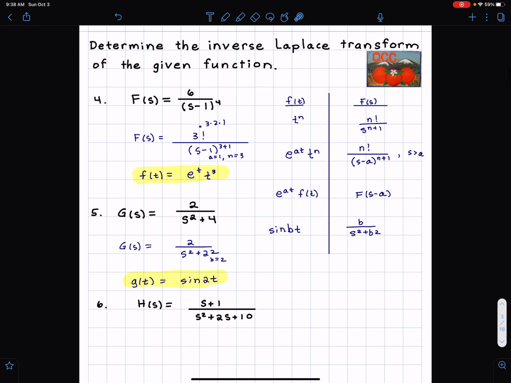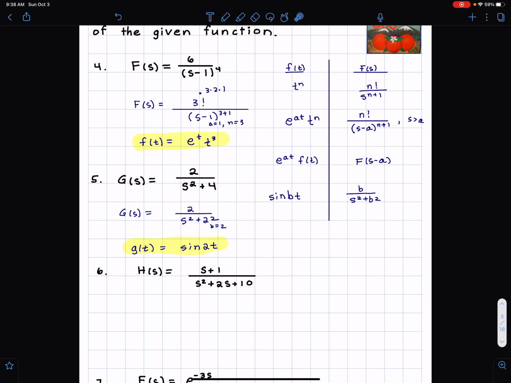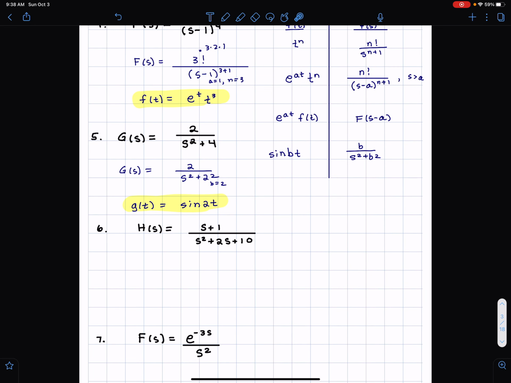One hopes. Okay. Now, for this next one, I'm going to use a formula which is all right.